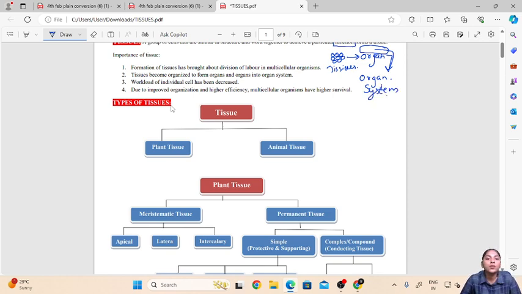Then the workload of individual cells has been decreased. So due to this tissue formation and division of labor, the workload of an individual cell in multicellular organisms is decreased. That is, the cell doesn't have to carry out all the functions. It will only perform the specific function allotted to it. Then due to improved organization and higher efficiency, multicellular organisms have a higher survival rate.